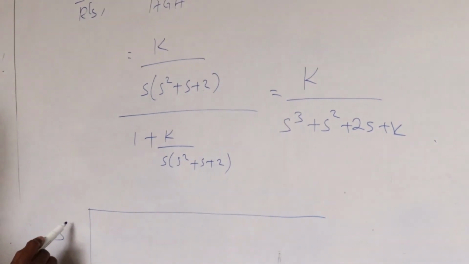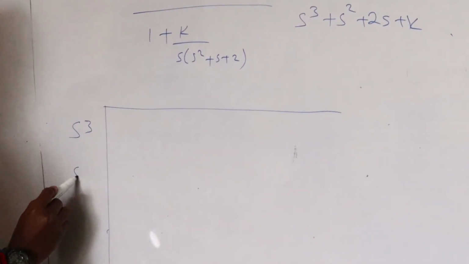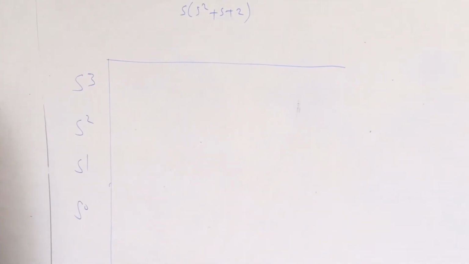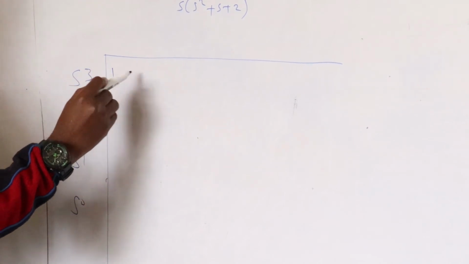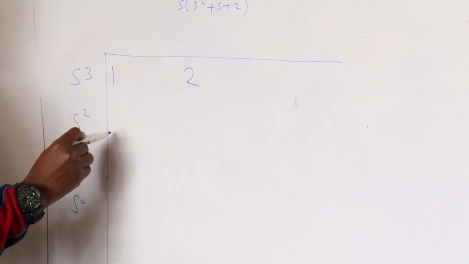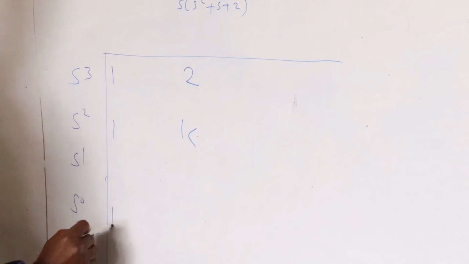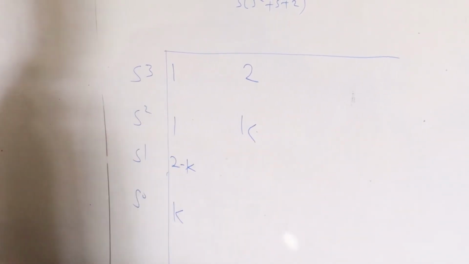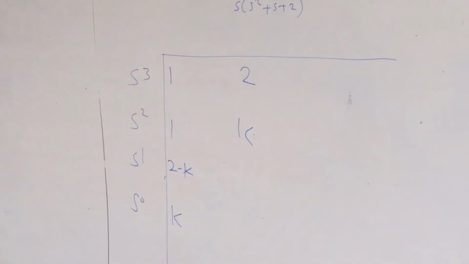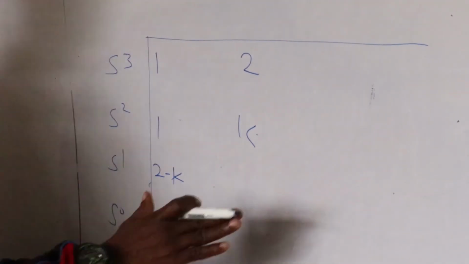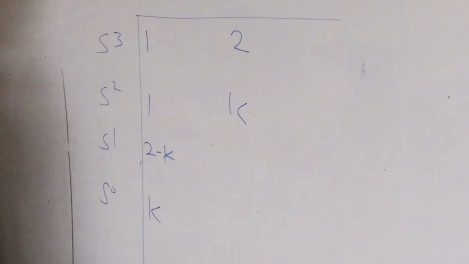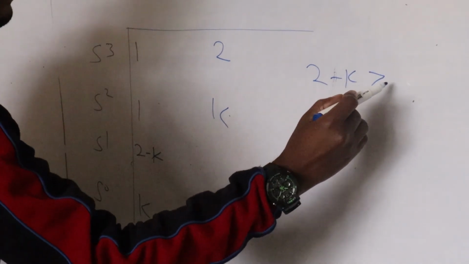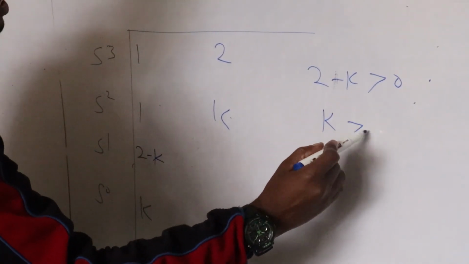S raised to power 0, S raised to power 3, S raised to power 2, S raised to power 1, and S raised to power 0. Then here is 1, 2. Here is 1 K, K. Then 2 minus K over 1, which is simply 2 minus K. Then from there, for marginal stability, 2 minus K has to be greater than 0, and K also has to be greater than 0.